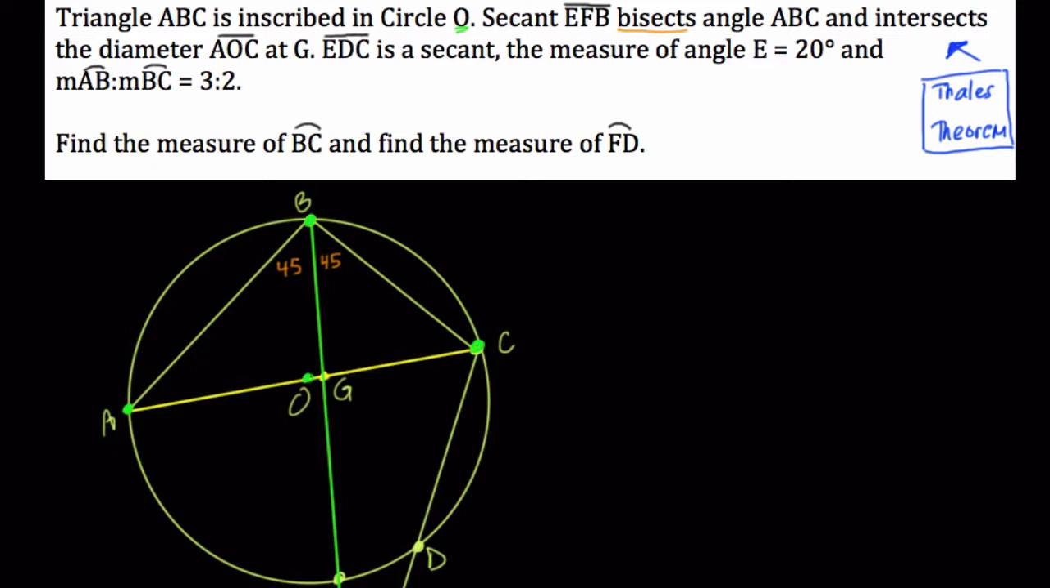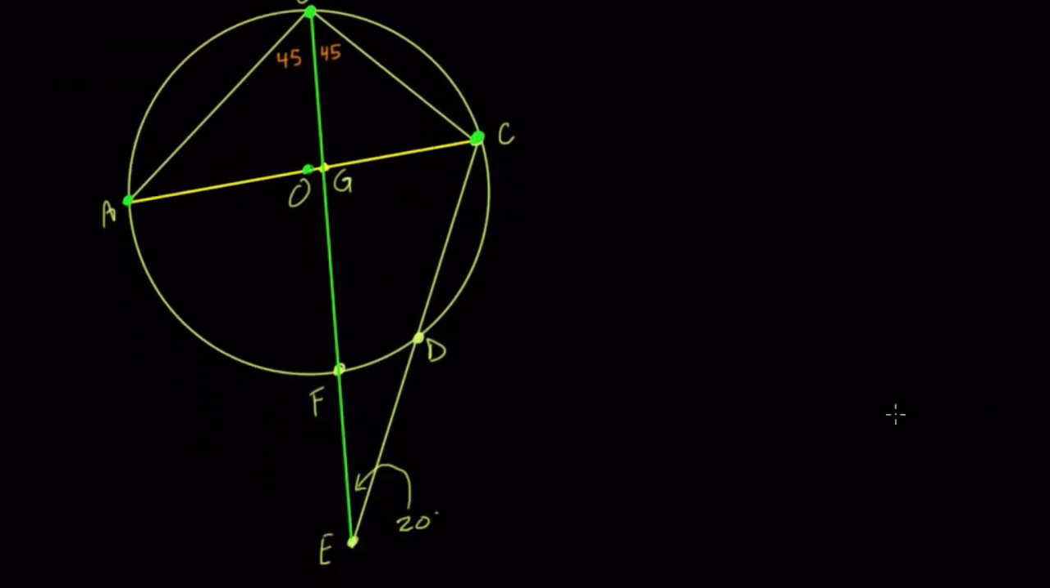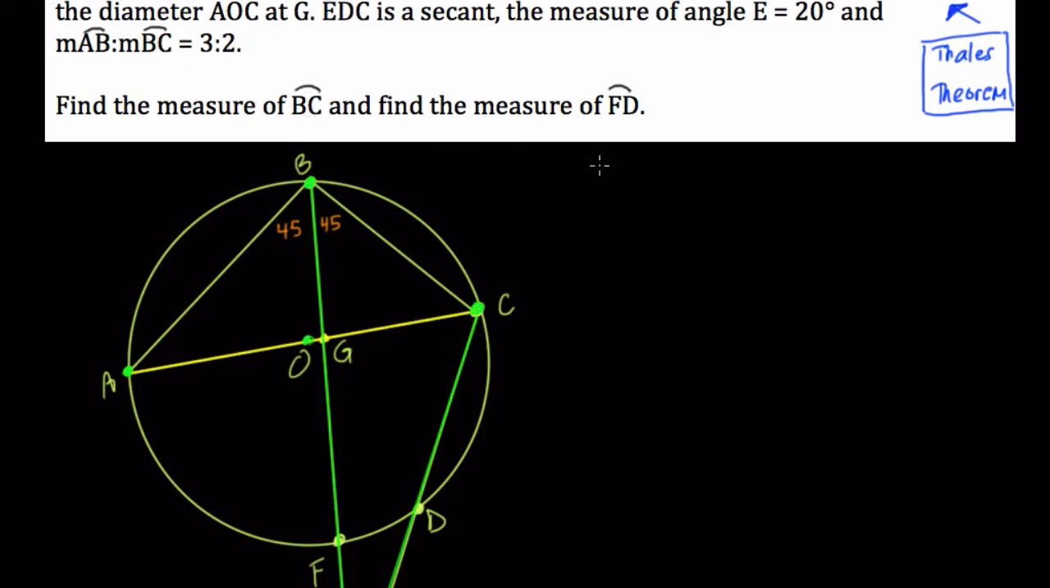So, going on. They also tell us that EDC, right, is a secant. So let's just find that. EDC is this line right here. So it's another line, secant, that crosses the circle twice. Okay. The measure of angle E is 20 degrees, and the ratio of the measure of arc AB to BC is 3 to 2. Find the measure of BC and the measure of FD.